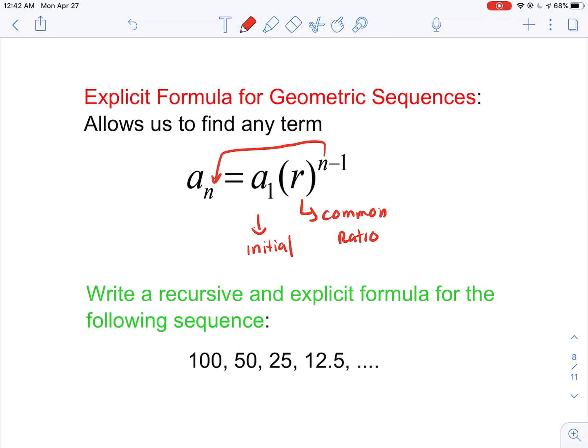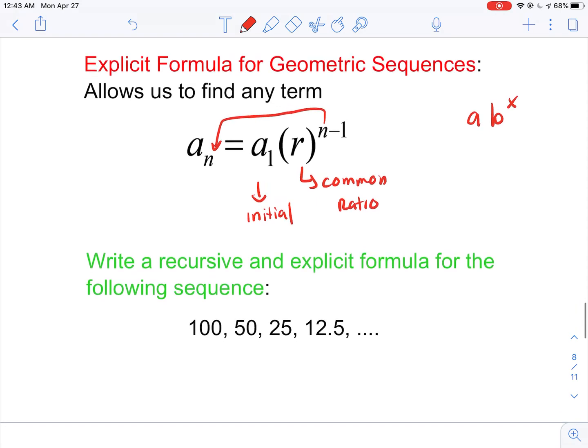So now if we look at this formula, it should look kind of familiar to our exponential formula, right? A times b to the x, right? A being our initial value, b being our value we're multiplying constantly, and x being the number of periods. The only difference is that we're subtracting 1 because the first term is no longer associated with 0, but instead it's associated with the first term. There is no term 0.